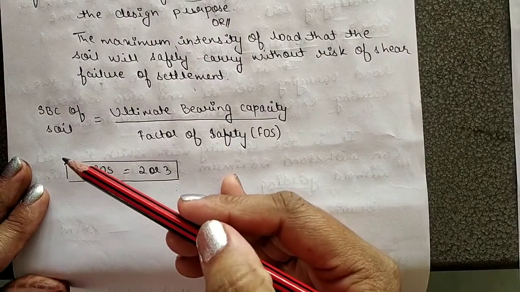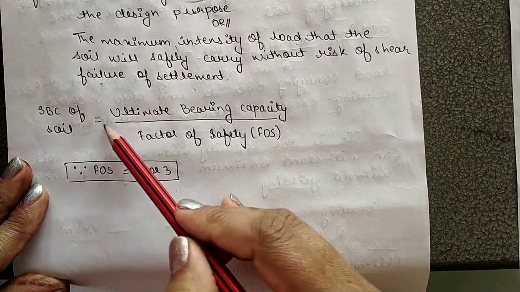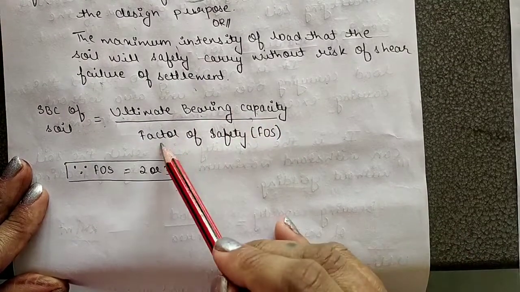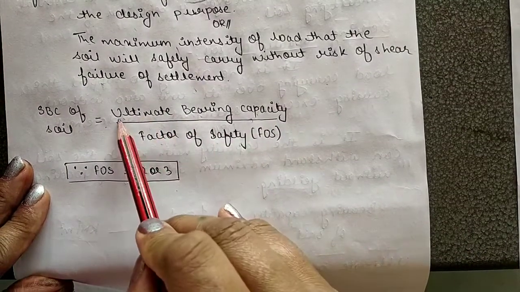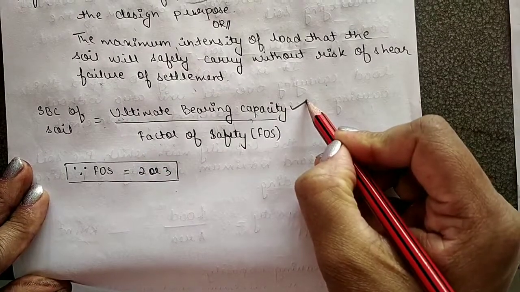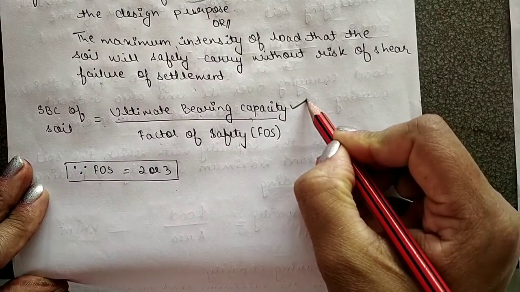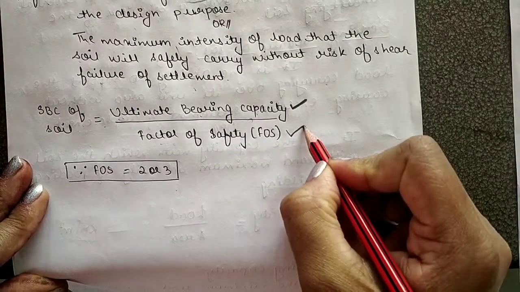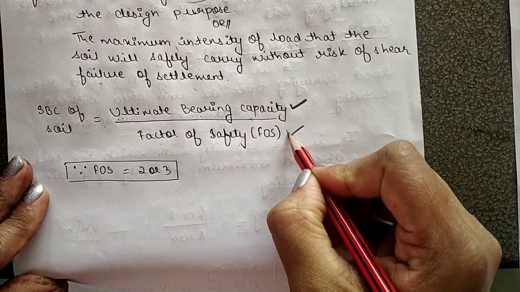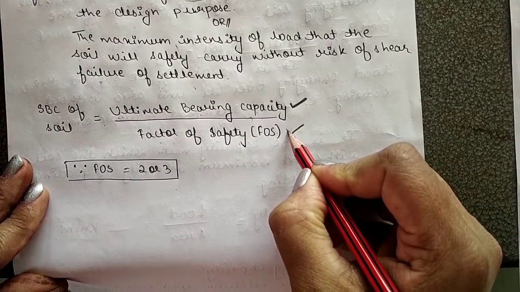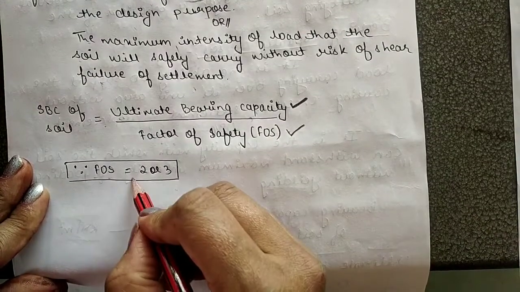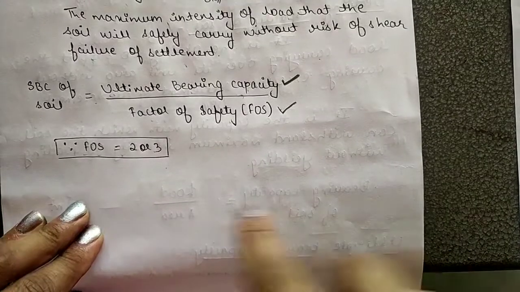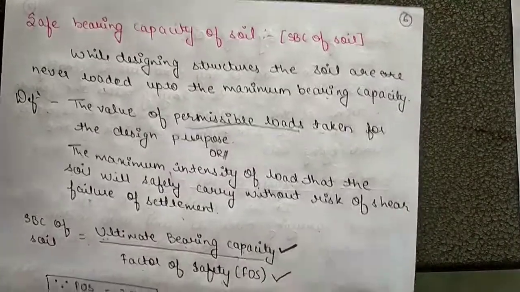The formula for SBC is: SBC of soil is equal to ultimate bearing capacity divided by factor of safety. The ultimate bearing capacity is the minimum load at which the shear failure occurs. For that minimum load we divide by the factor of safety. Why factor of safety? So that the loading is reduced. And this factor of safety is always 2 to 3. So this is all about safe bearing capacity of the soil.